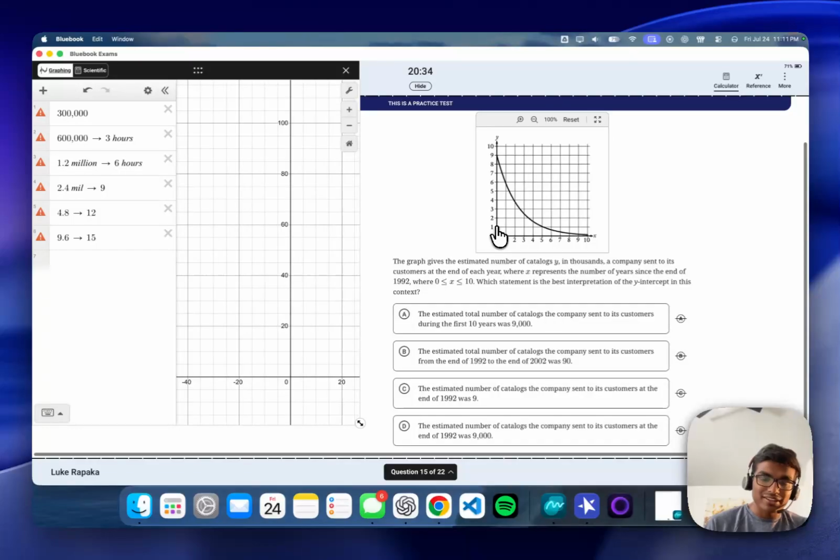At the end of 1992, the value is 9 in thousands, so 9,000, right? So that would be our answer. Let's find the choice that matches. The estimated number of catalogs the company sent to its customers at the end of 1992 was 9,000. So that would be our answer.